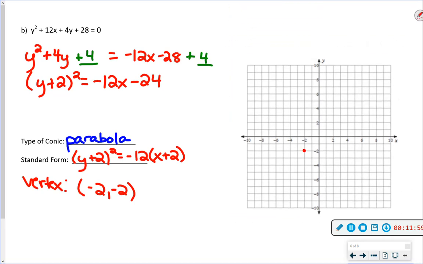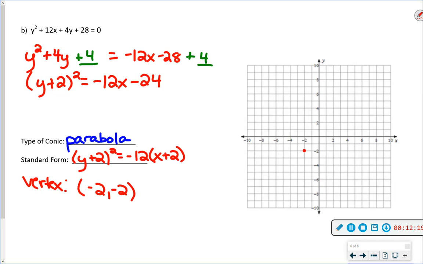Okay. Which way does this open? Up, down, left, or right? Left. So because of the negative 12, left. I'm going to plot the focus. I know it doesn't ask, but I need the focus so I can count the length of my latus rectum.